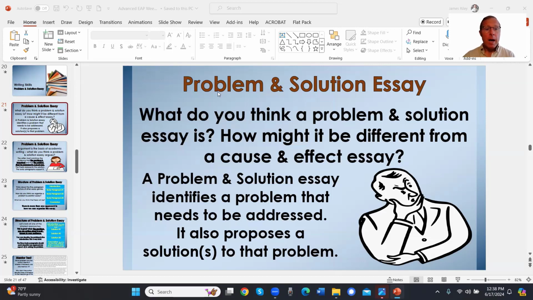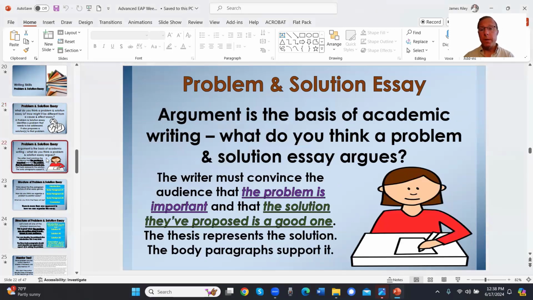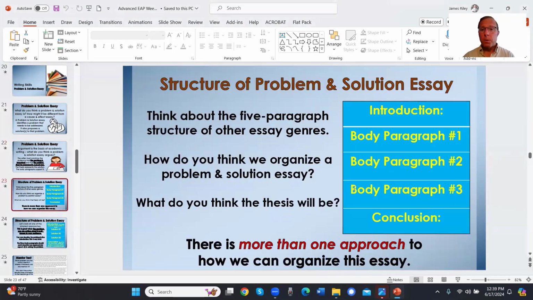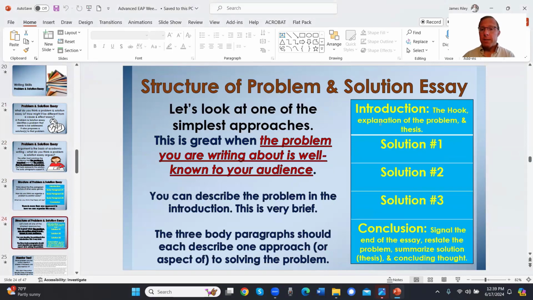So we are going to focus on a three-part solution when we write our problem and solution essay. We are arguing something. We're trying to convince our audience that our solution is a good one. Now, remember, we're going to follow this 5-paragraph approach. As I said, there are several different approaches, but I want to focus on one. I want you to think of a 3-part solution to a problem. So you're going to have 5 paragraphs.